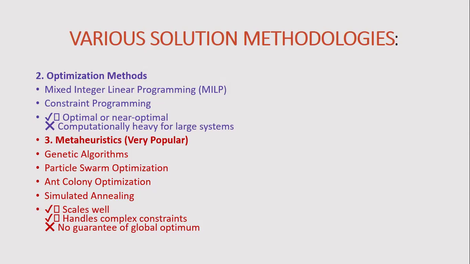The next one is metaheuristics. Popular methods like genetic algorithm, ant colony optimization, particle swarm optimization, and simulated annealing. These methods are well suited to handle complex constraint problems, but we may not be able to get the global optimum solution. We can only attain a near optimal solution after running the problem for several iterations or steps.